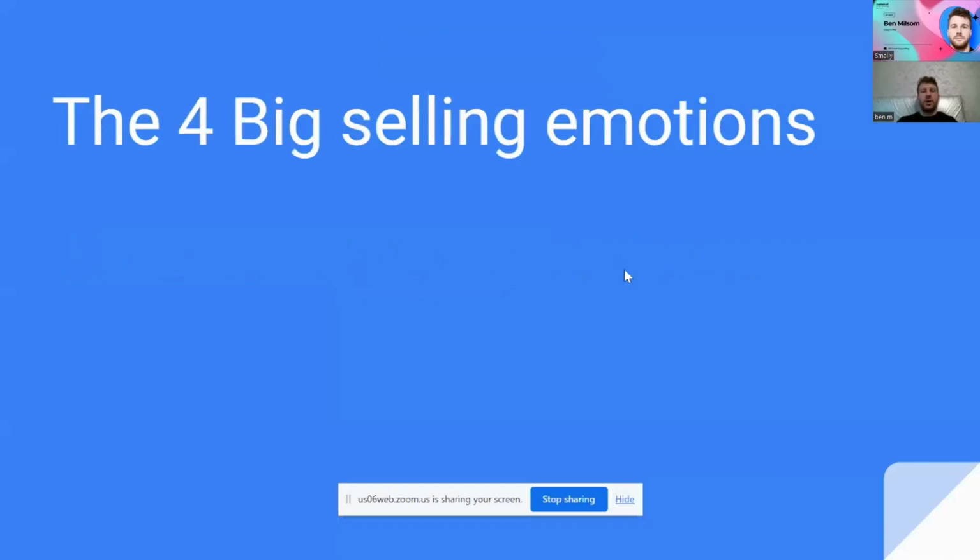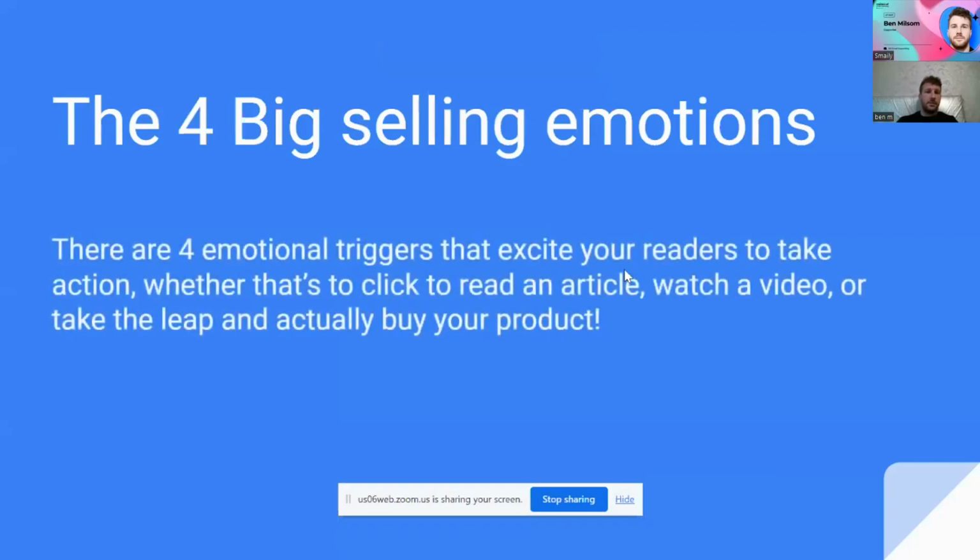That email was kind of dry in terms of the 4 big selling emotions. The 4 big selling emotions are really what's going to allow your copy to pop, to really get people excited, because emotional excitement is where you're going to make the sale. If you can get your reader excited emotionally, that's how you're going to sell to them. So yeah, 4 emotional triggers excite your readers to take action.